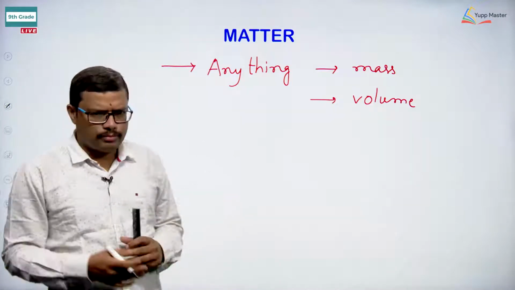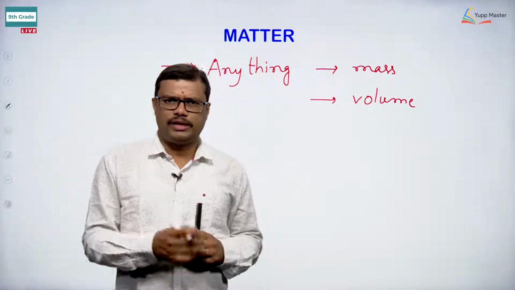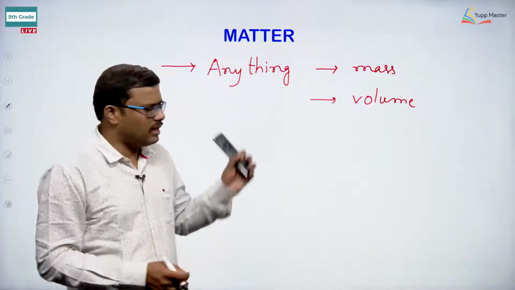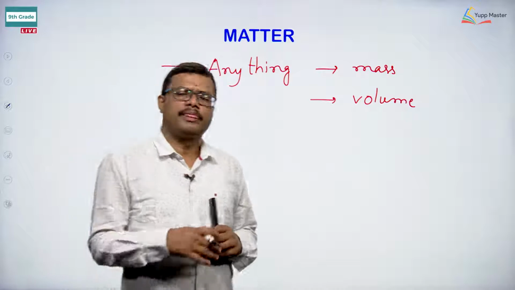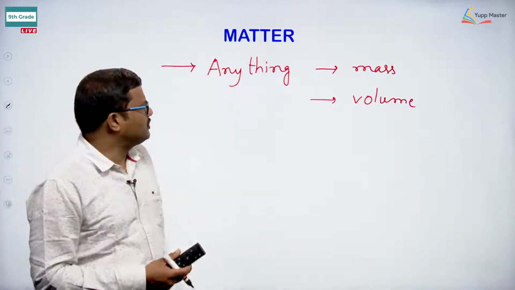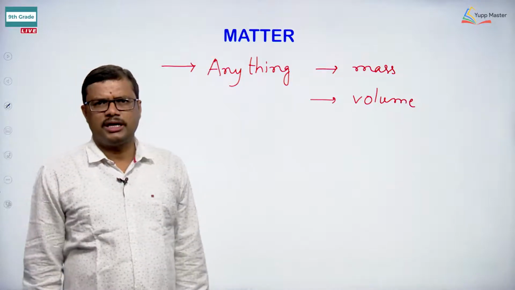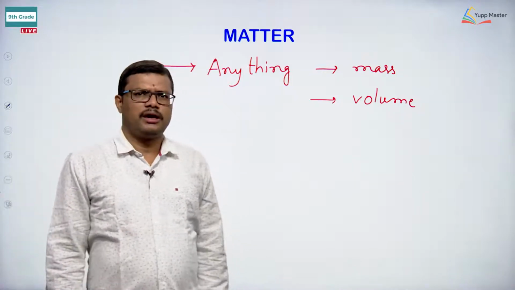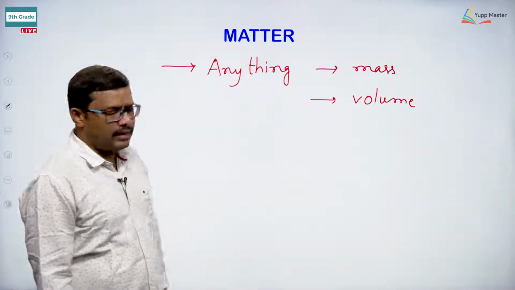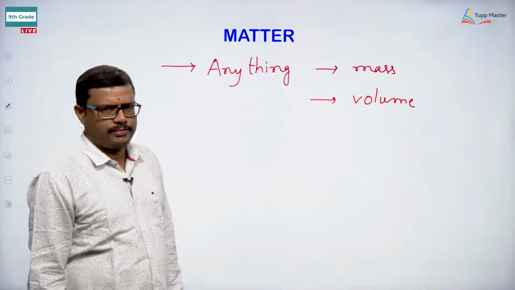Air has some mass. For example, if you fill a balloon with air, the balloon will weigh some weight. So it possesses some mass and occupies the volume of the balloon, so it is considered matter. Matter is anything which has mass and occupies space or volume, according to chemistry, right.